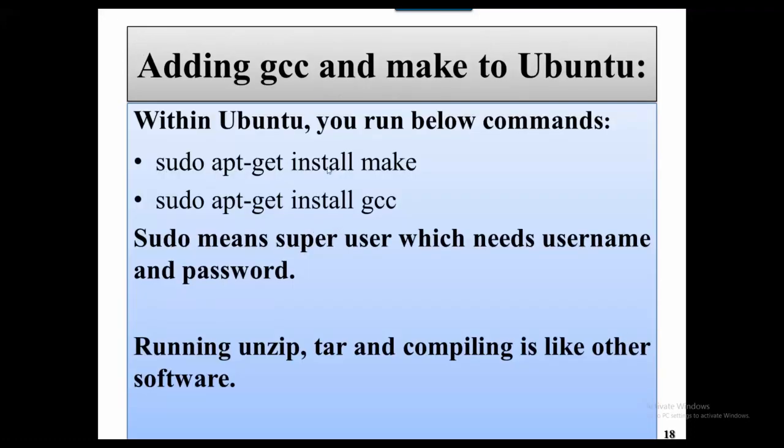However, again, if you didn't find Make or GCC installed in Ubuntu, you now type these commands to install Make and GCC for you. The syntax is a bit different than the other software I've already talked about. So you actually type sudo space apt-get space install space make, and the same goes for GCC. And sudo means super user, which needs the username and password which you have set when you've installed Ubuntu. Running unzip, tar and compiling is like other software.